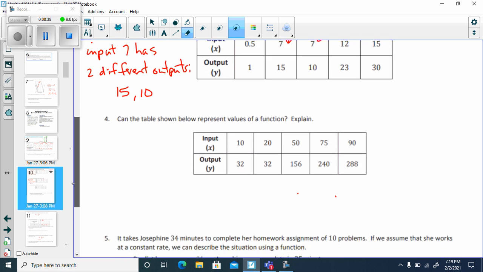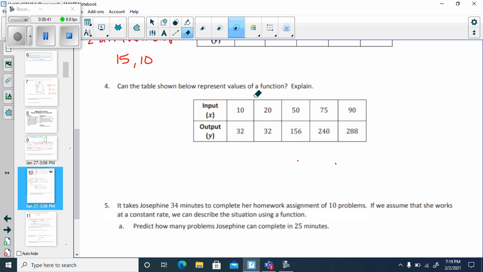Okay, now let's look down here at this one. Can the table shown below represent values of a function? Well, let's look at our inputs, just our inputs. The outputs do not matter. Somebody's going to go, oh, but look, the outputs repeat. Output does not matter. You're just looking at inputs. Is there a repetition in your inputs? There is not. Each input has its own output. Each input has exactly one output. It doesn't matter that the 20 and the 10 both get 32 for the output. The x is not repeated here at all. So yes, this is a function.